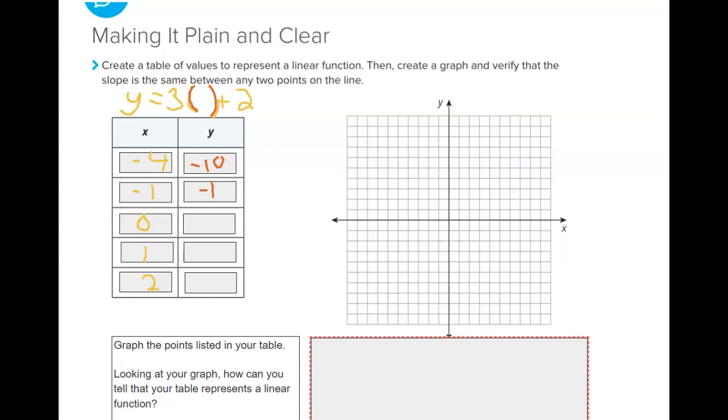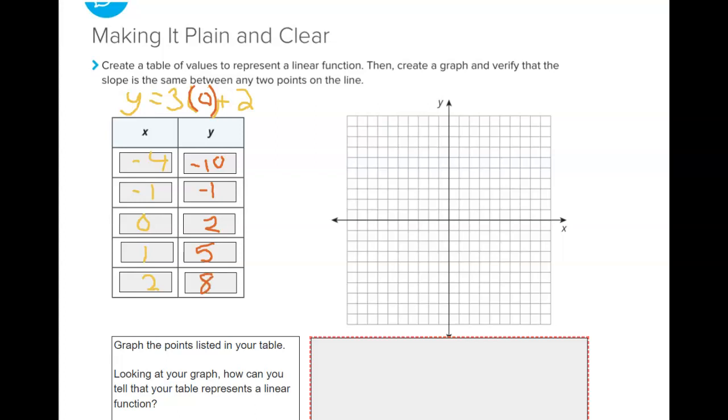Continuing on, I plug in my 0, my 1, and my 2, and I'm going to get my values out. So 3 times 0 is 0, plus 2 is 2. When I plug in a 1, I get 5 out. And when I plug in a 2, I get 8 out.